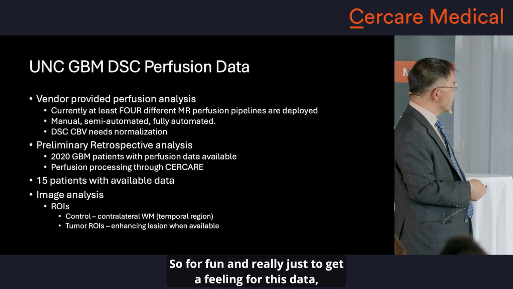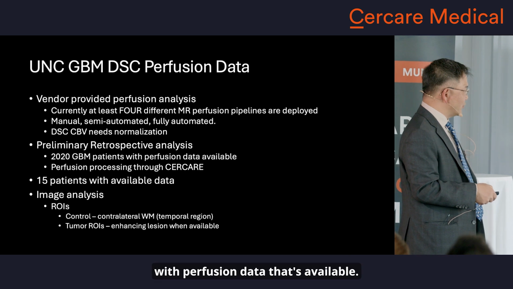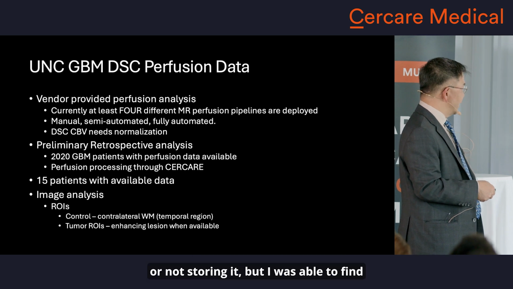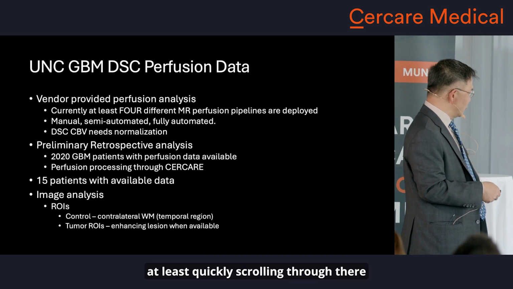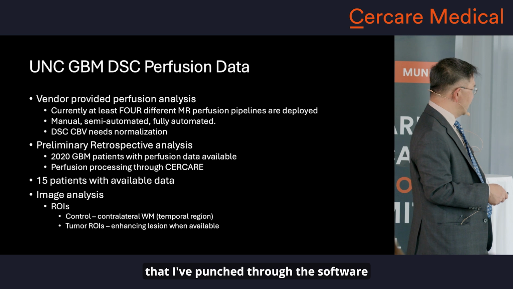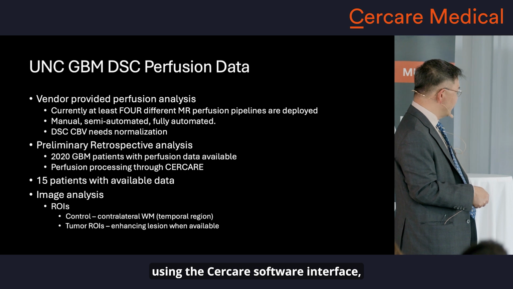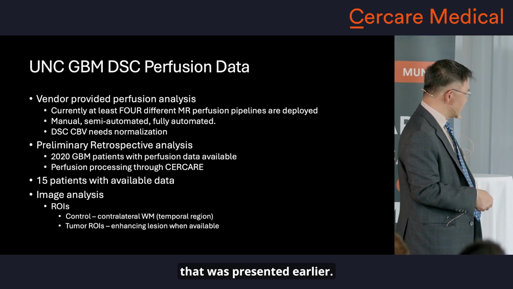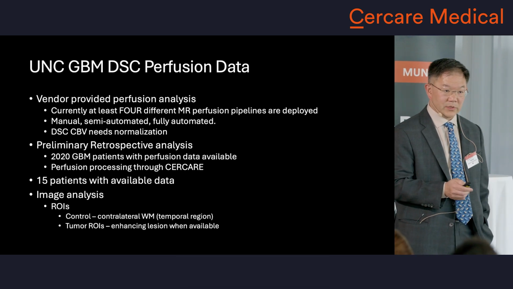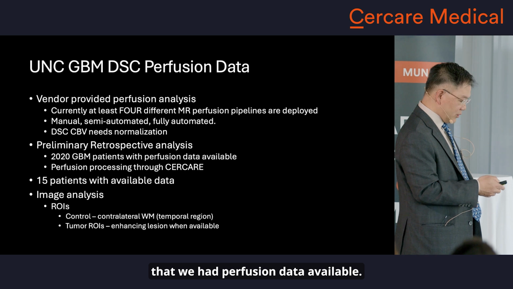So for fun and really just to get a feeling for this data, we did a preliminary retrospective analysis. I went back to 2020 and looked at GBM patients with perfusion data that's available. I've learned all the different ways you can mishandle storing the data in our PACS or not storing it, but I was able to find, at least quickly scrolling through, in the last 2 months, 15 patients with available data that I've put through the software. I wanted to do very simple image analysis using the CirCare software interface, drawing ROIs similar to some of the work that was presented earlier. I drew a simple contralateral white matter temporal region control, and then 2 more ROIs on the enhancing lesion whenever possible. This is all comers, high-grade glioma patients that we had perfusion data available.